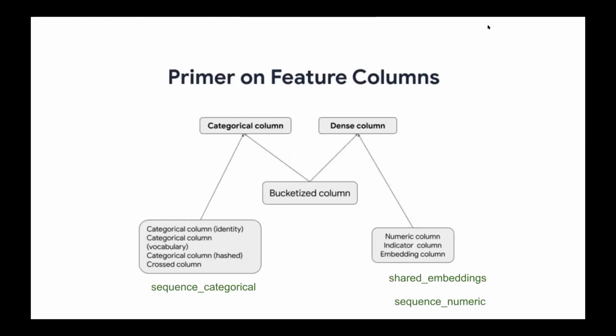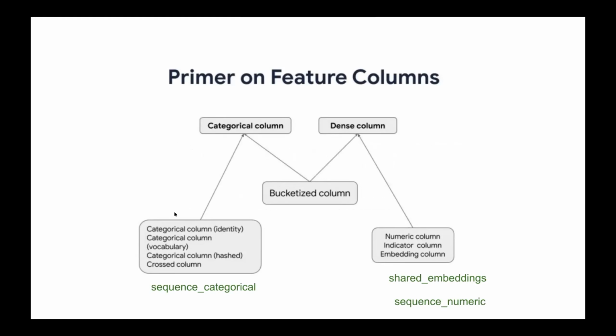Here's just an overview of the different types of feature columns, and I'll go through all of these in order. But in general, you have categorical columns and dense columns that are already your numbers. And there's a special treatment of them called Bucketized Column that you can do.